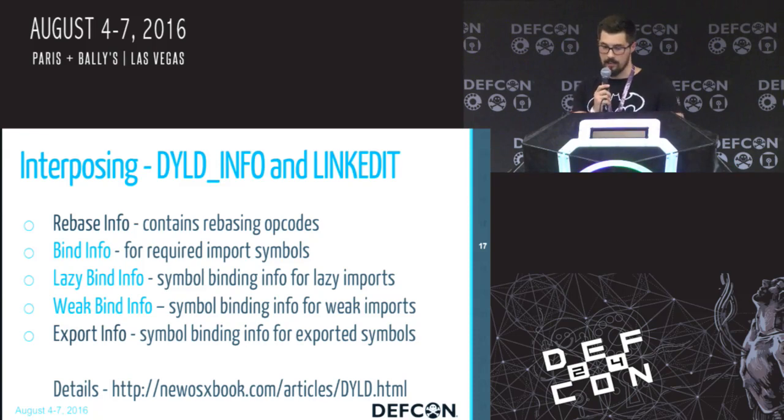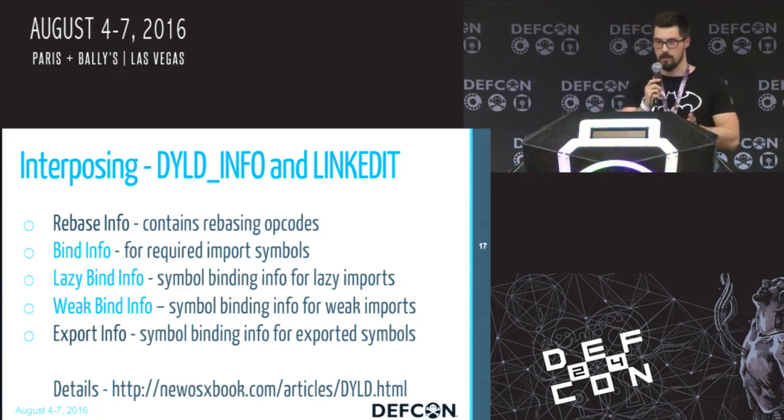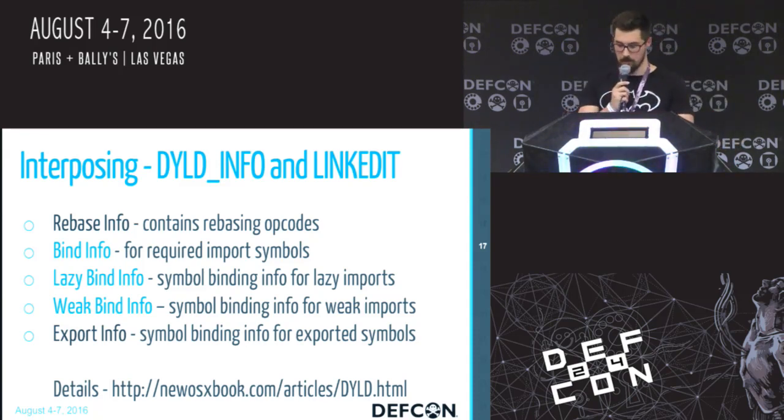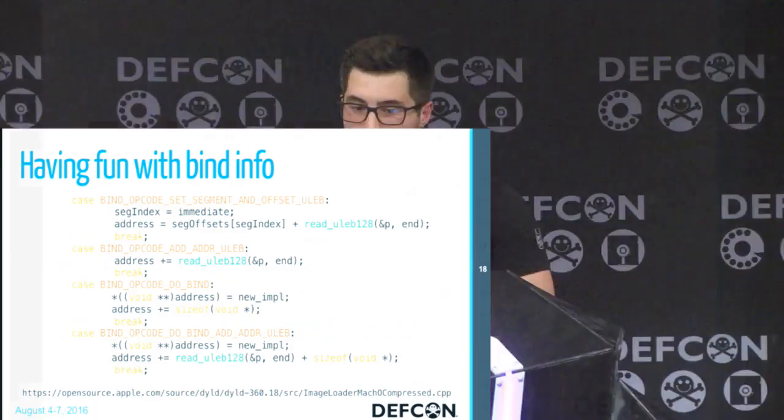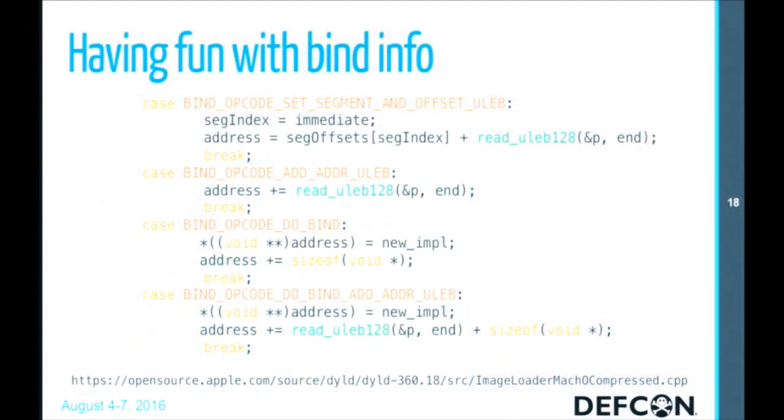There is a great article about how it works on Jonathan Levin's website, so if you're interested, please take a look. As I said, it uses special opcodes. Here is what it looks like. These opcodes are used by the dyld_stub_binder function during dynamic linkage. We can reuse this information and update bind addresses to point to our functions. So basically, we can intercept and hook functions. This is how interposing works.